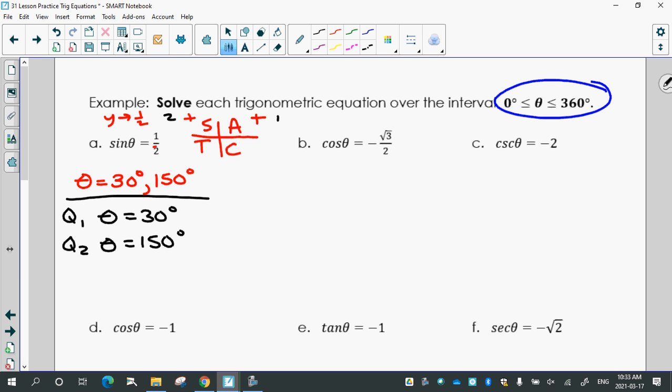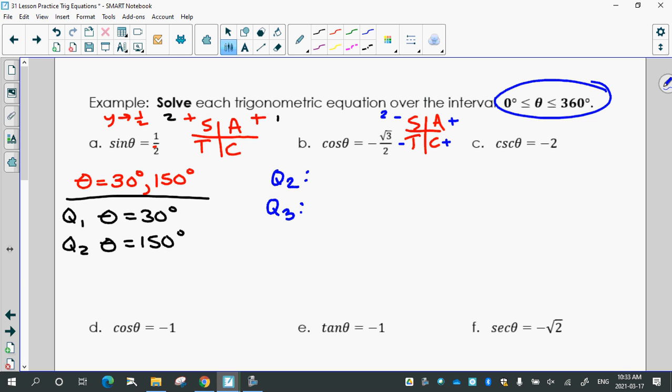All right, so now we're looking where cos theta is negative root 3 over 2. So I'm going to start with the CAST rule. It tells me where cos is positive. So cos is positive here and here, which means it's negative here and here, which means there's going to be a quadrant 2 angle and a quadrant 3 angle that make this equation true.